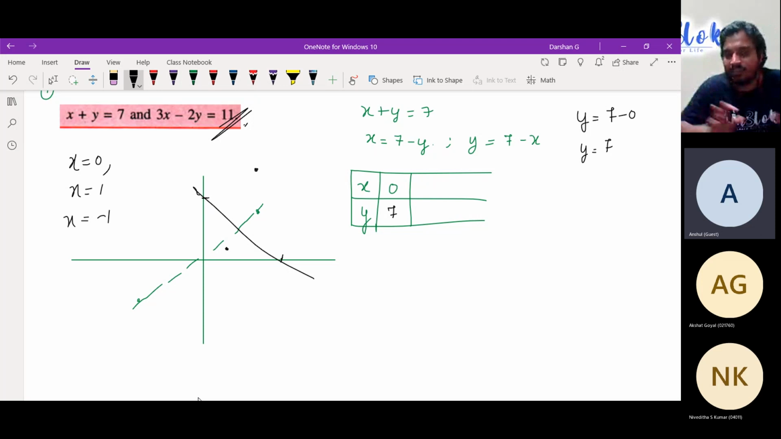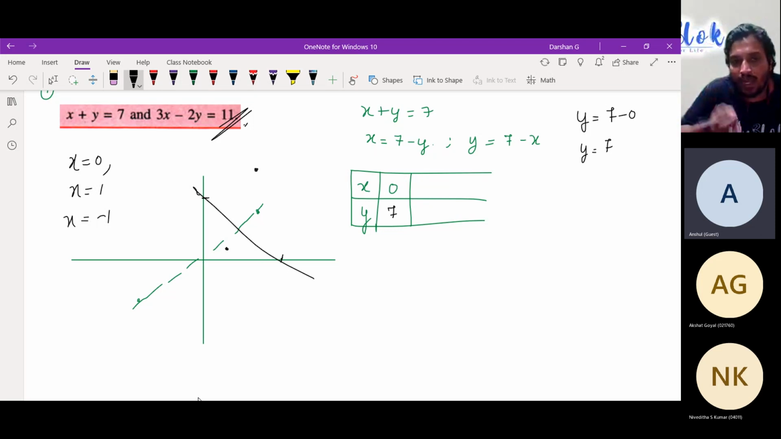These are the ideal points. Sometimes if it is not divisible, go for x equals 2, x equals minus 2, x equals 3, x equals minus 3 and those things. Don't go for x equals 1.5 initially. If there is an unavoidable circumstance, then go for x equals 1.5 or something like that.